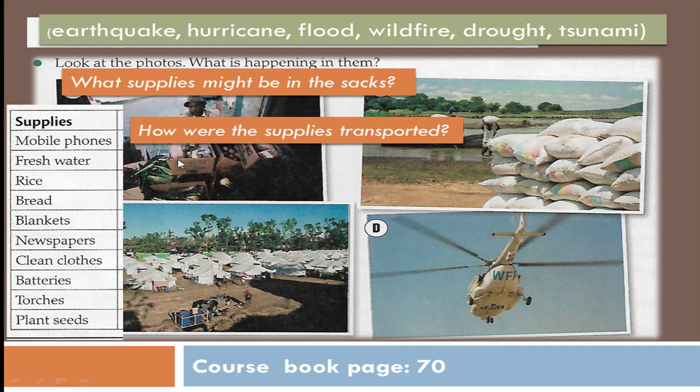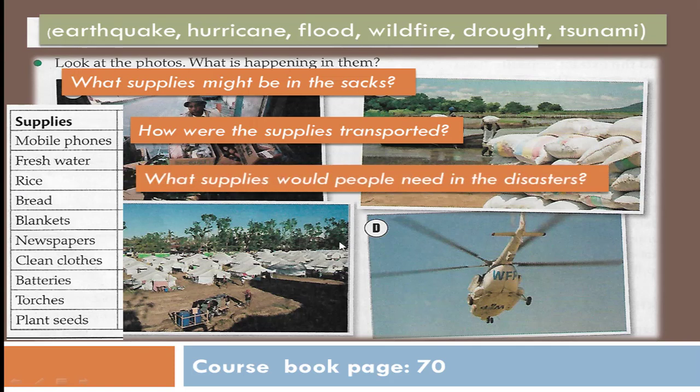How were supplies transported? In the picture, you can see three types of transportation method. The first one, the lorry. The second one, the boat. And the third one, the helicopter. What supplies would people need in the disasters? That means the people who are affected by natural disasters, what do you think they need? What do they need? For example, food, and what else?